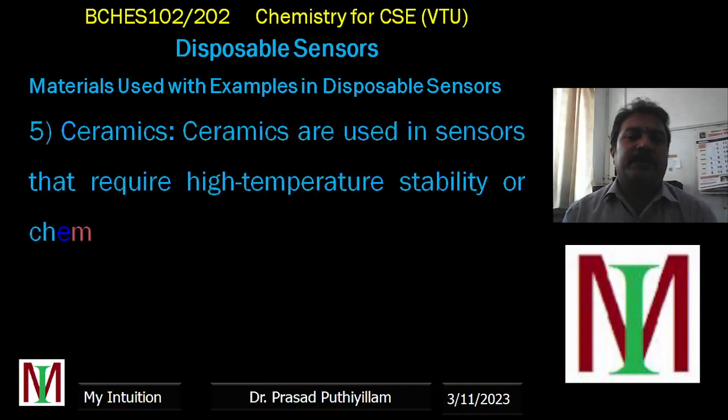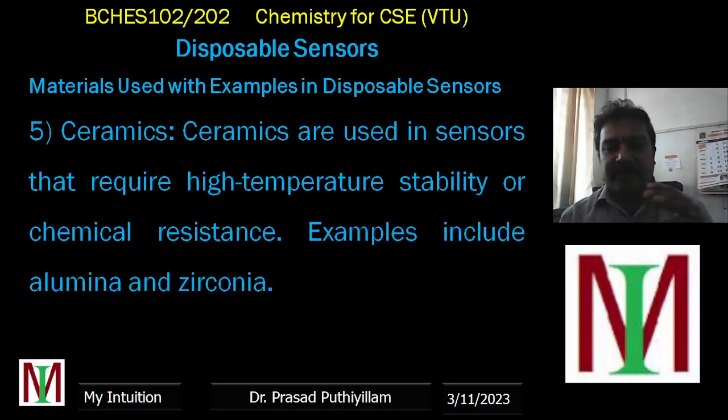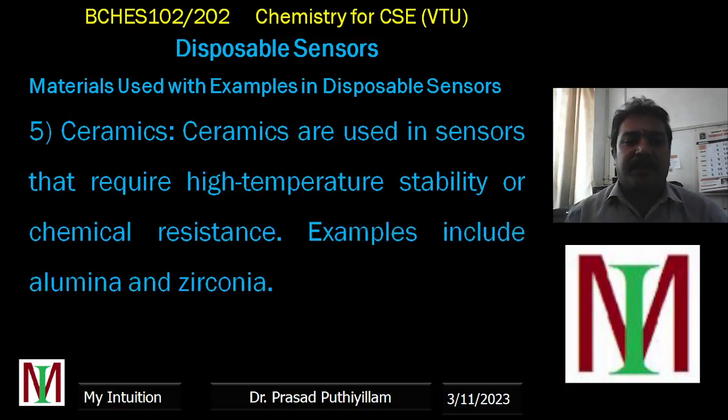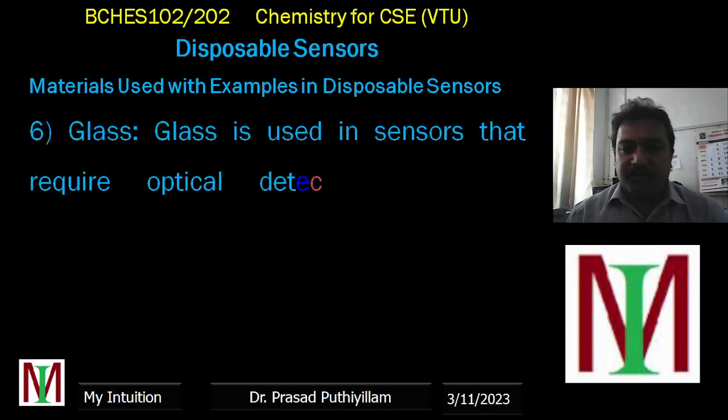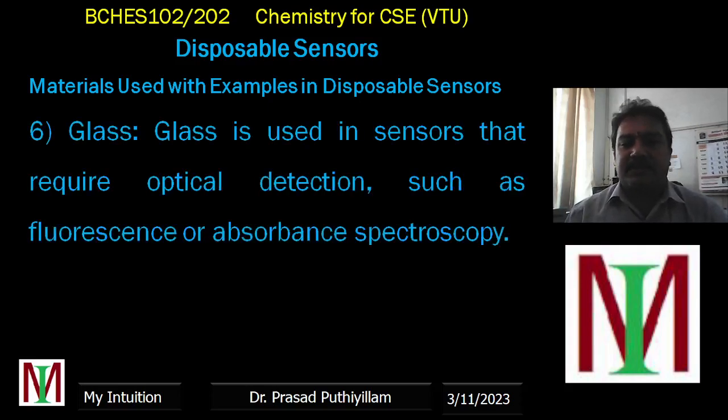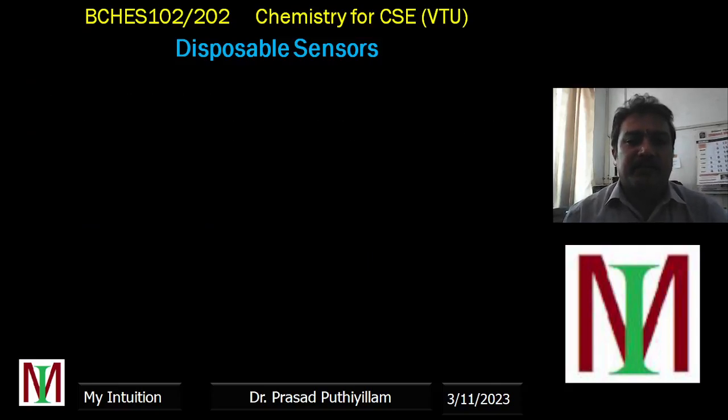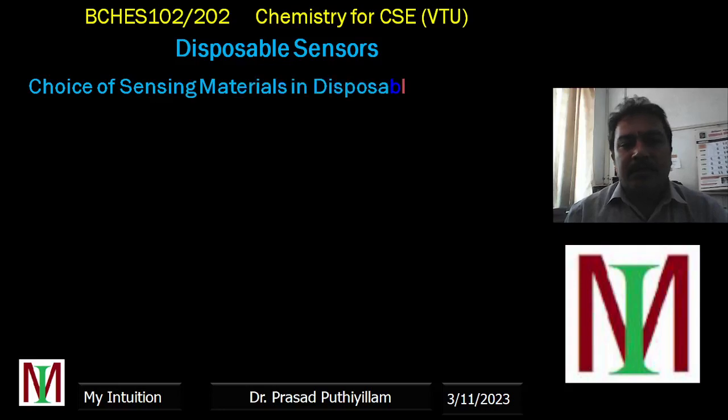Ceramics are also used in disposable sensors wherever very high temperature applications are required, because ceramics have high temperature stability. Examples include alumina and zirconia. Glass materials are also used in disposable sensors for optical detection, such as fluorescence or absorbance spectroscopy applications. We use glass material.